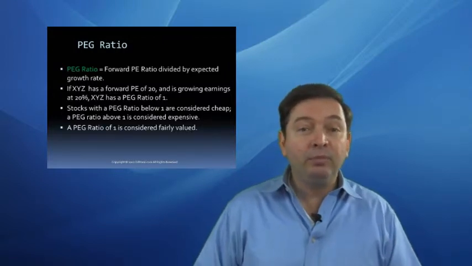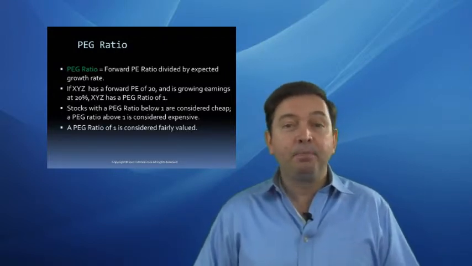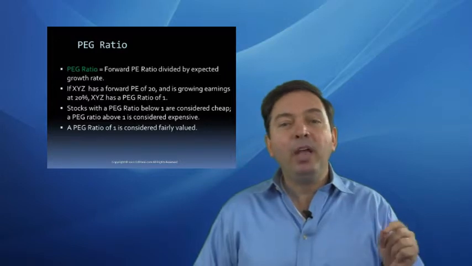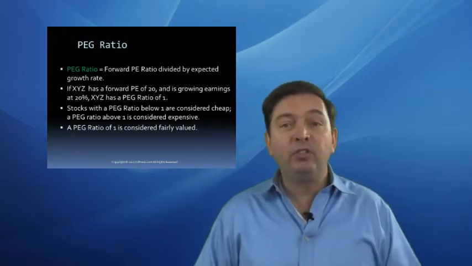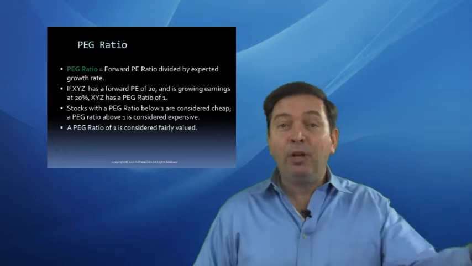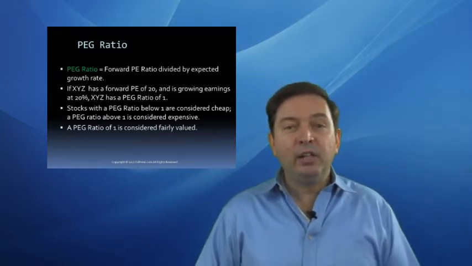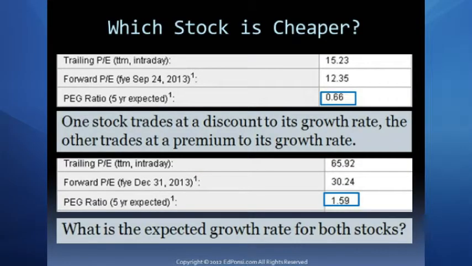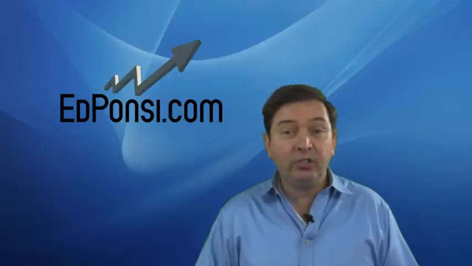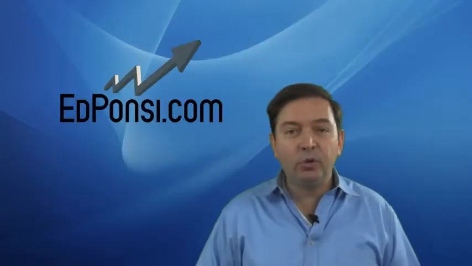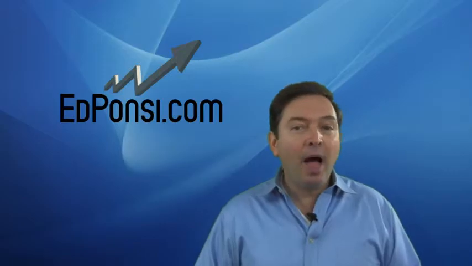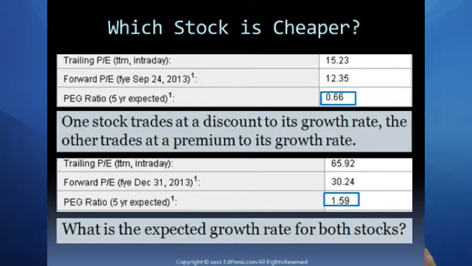It's growing at 20%, is trading with a 20 forward PE. But stocks that have a PEG ratio above 1 are considered expensive. And stocks that have a PEG ratio of less than 1 are considered inexpensive. So let's take a look at two stocks here. Which one is cheaper? The one on top has a PEG ratio of just 0.66. So it's trading at a discount to its growth rate. The stock on the bottom has a PEG ratio of 1.5. That is actually trading at a premium to its growth rate.